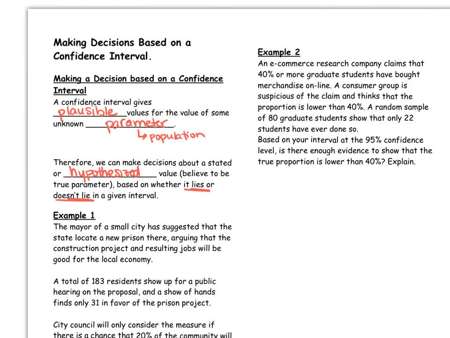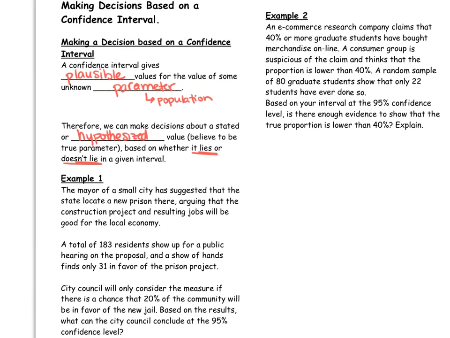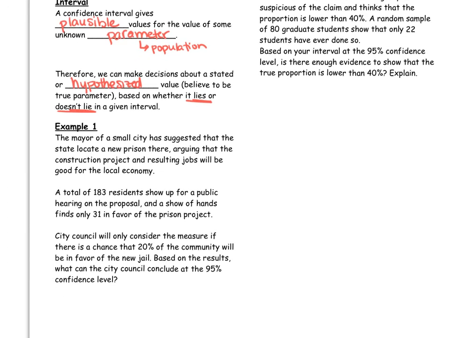Here's an example. The mayor of a small city has suggested that the state locate a new prison there, arguing that the construction project and resulting jobs will be good for the local economy. A total of 183 residents show up for a public hearing on the proposal, and a show of hands finds only 31 in favor of the prison project. The city council will only consider the measure if there's a chance that 20% of the community will be in favor of the new jail. Based on the results, what can the city council conclude at the 95% confidence level?